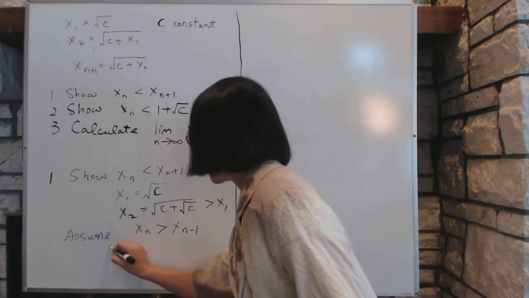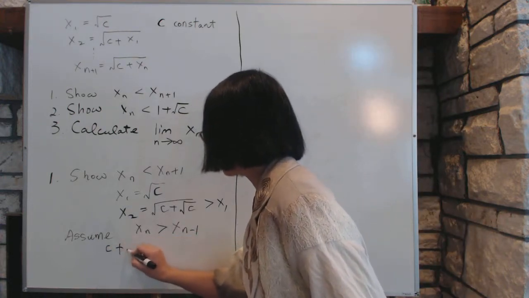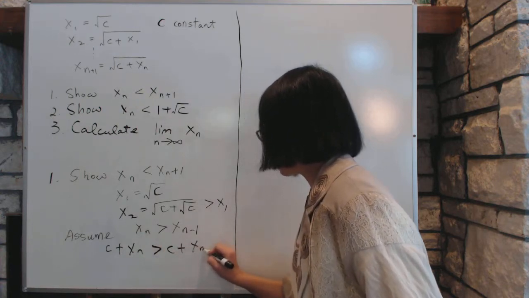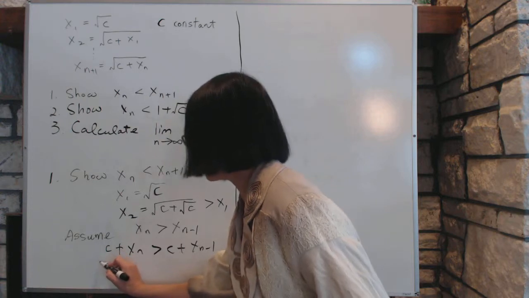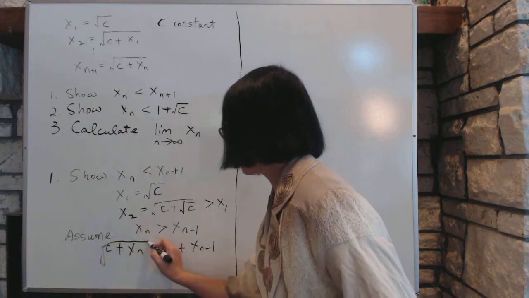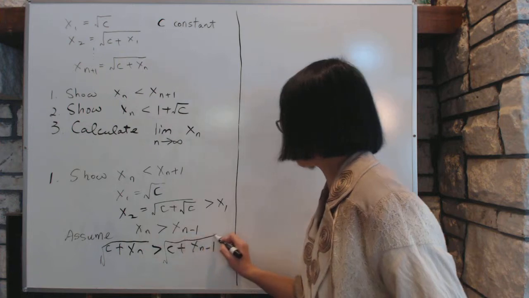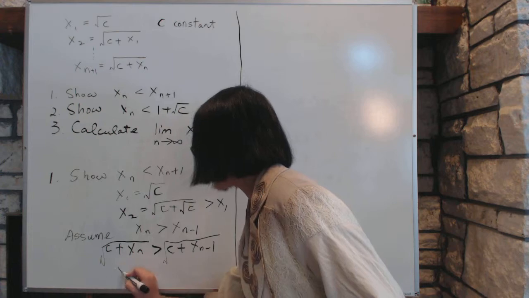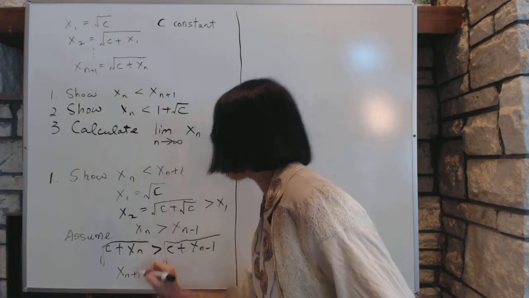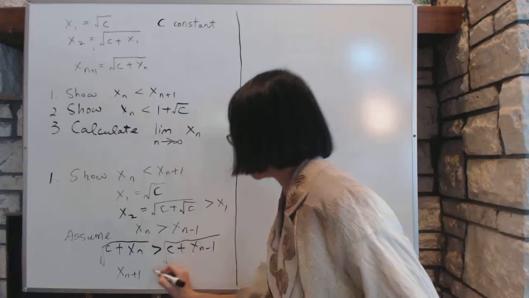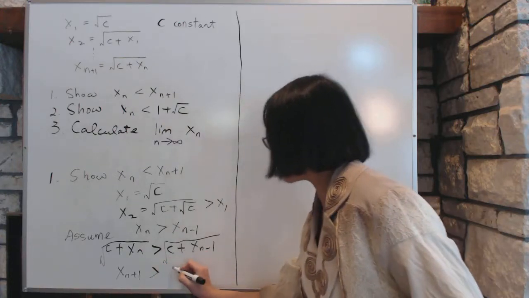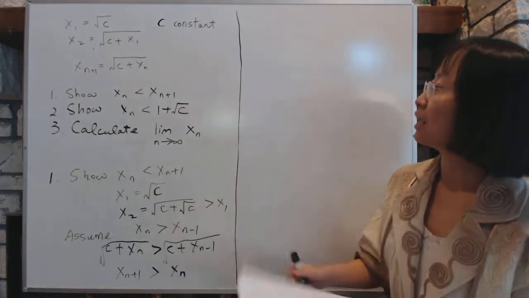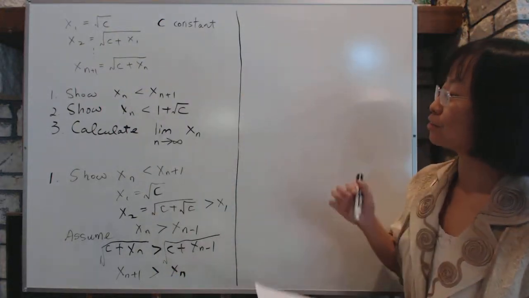To do so, you add c to both sides, so c plus xn is bigger than c plus xn minus 1. Then take the square root of both sides. The inequality still holds. And then what is c plus xn? It's just xn plus 1 by definition. See, right here, this is exactly what it is. And similarly, this thing is just xn. So your induction is done. A quick, clean 3-step proof. And we already finished part 1. Next, let's do part 2.